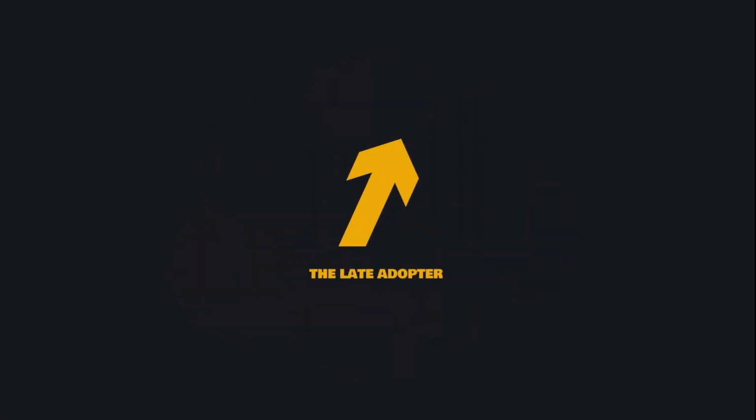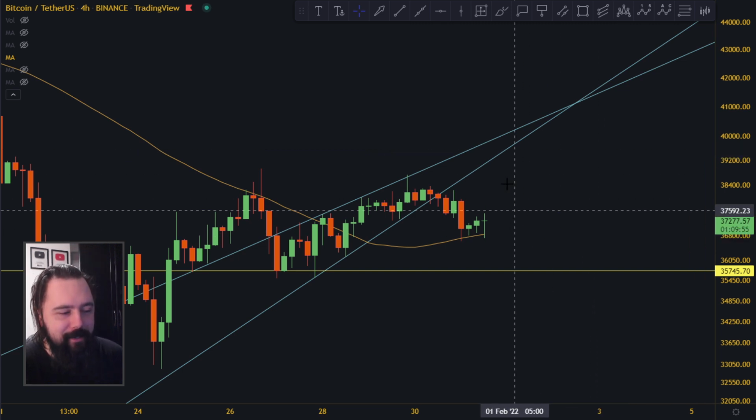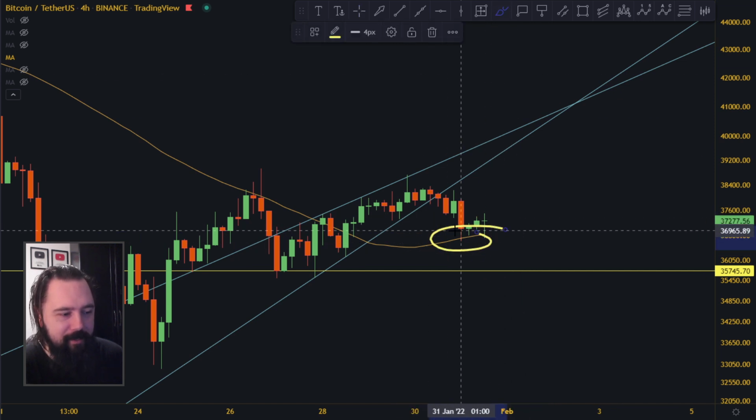The late adopter. I get it. You might be a little bit confused by "look at that yellow line" because there are like three yellow lines on the thumbnail. It's all good, guys. I'm going to explain which yellow line I mean. The yellow line I was talking about is this one over here.